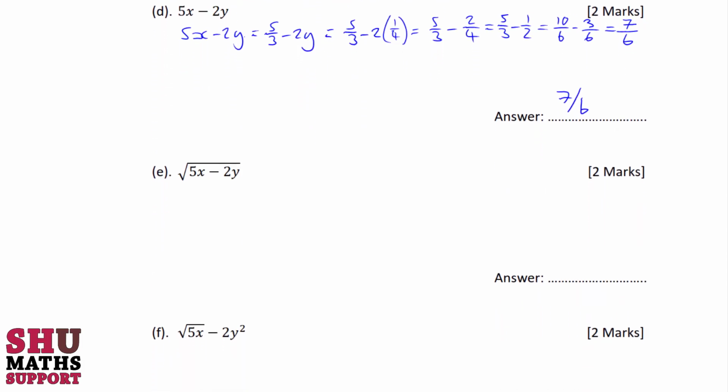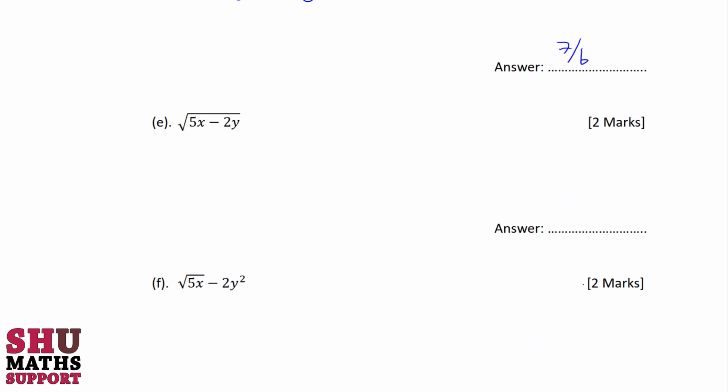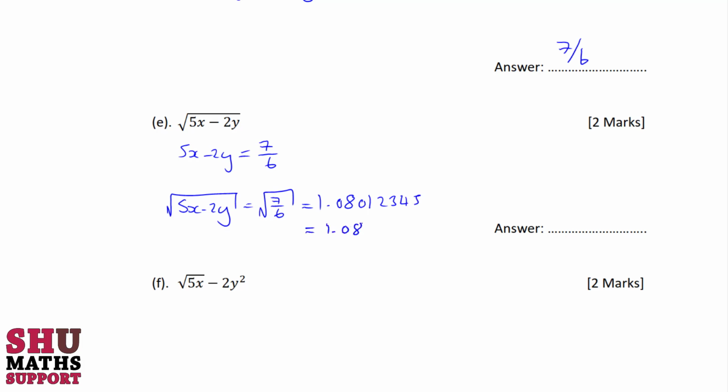Now the next question, we can use the question that we've just completed, but we just need to square root it. So we know that 5x minus 2y is equal to 7 over 6. So if we square root 5x minus 2y, then that's the same as saying the square root of 7 over 6. And the square root of 7 over 6 in the calculator is the following. And then we can say that this is equal to 1.08 to 2 decimal places. So in our answer line, we'll write 1.08 to 2 dp.